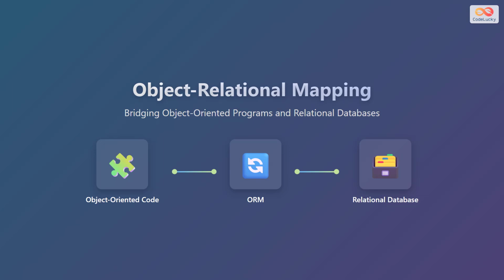Let's explore Object-Relational Mapping, or ORM, a powerful technique that bridges the gap between object-oriented programming and relational databases. Think of it as a translator allowing your code to interact smoothly with databases. This presentation will help you to understand what ORM is, how it works, and why it is useful in modern software development.